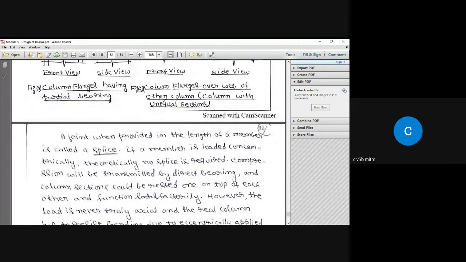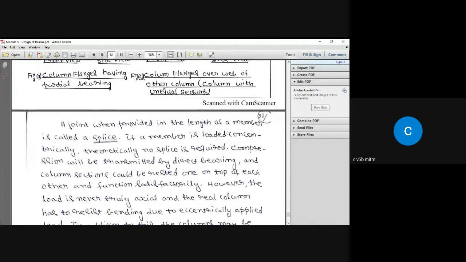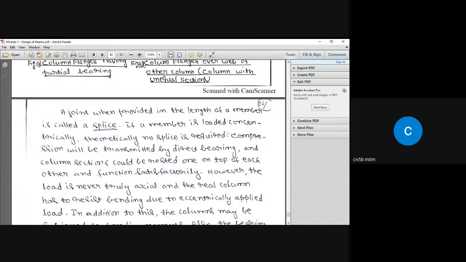Okay, so let me read out what is given. A joint, when provided in the length of a member, is called a splice. Okay, so if a member is loaded concentrically, theoretically no splice is required, but compression will be transmitted by direct bearing, and column sections could be rested one on top of the other and function satisfactorily.